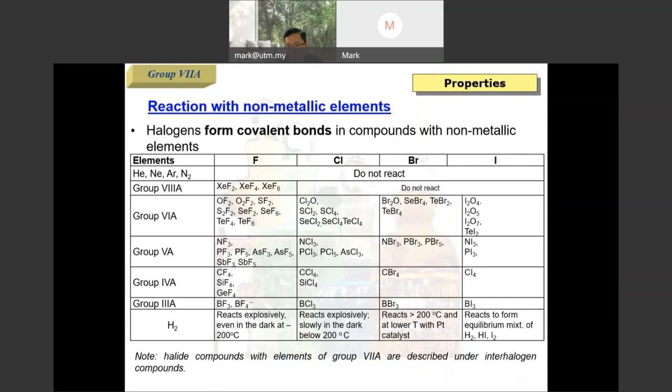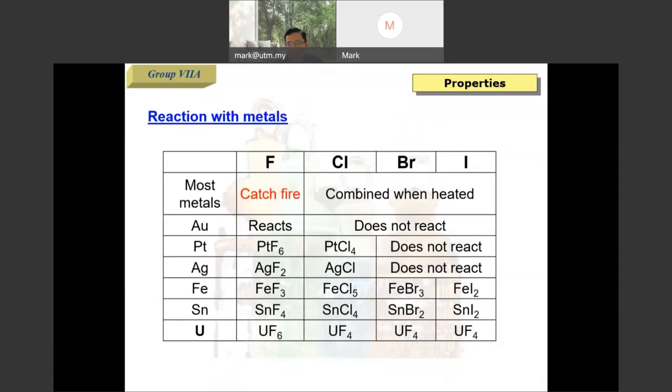We will also look at the halide compounds with elements of group 17. They will be discussed under the interhalogen compounds, where a halogen binds with another halogen to form a compound. Now, some of the reactions with metals. Fluorine is very reactive and reacts with most of the metals. But chlorine, bromine and iodine are not that reactive in comparison with fluorine, and they require heat to form these metal halides.